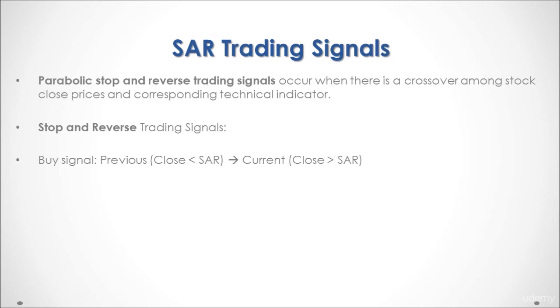stop and reverse. On the other hand, we have a sell signal if the previous close price was greater than the parabolic stop and reverse and the current close price is less than the parabolic stop and reverse.